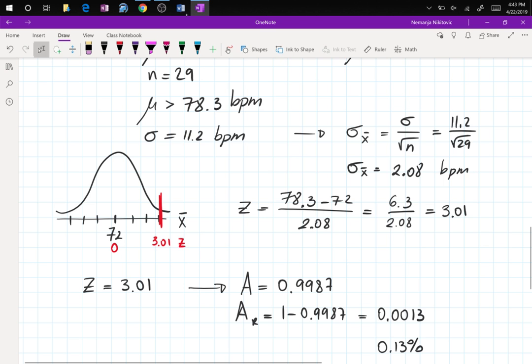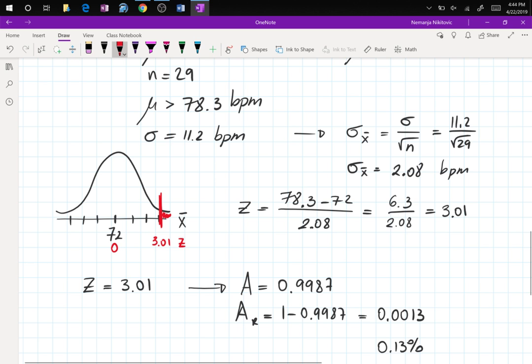So same calculations, except now instead of using your mu and your sigma, you're using mu x bar and sigma x bar to calculate z. Once you have z, we do want the area to the right, which is this very tiny area to the right of the red line. But since the chart gives us the area to the left, you calculate the area to the left first, and then you subtract that from 1, because the entire area under the curve is equal to 1, which is 100%.